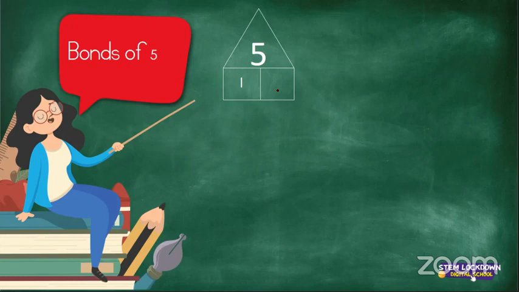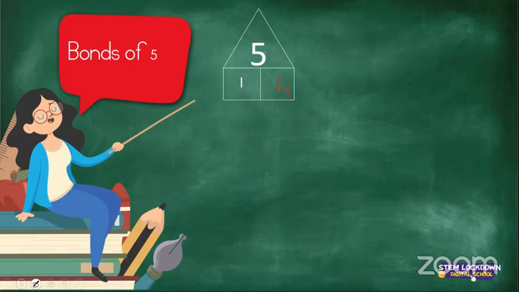Let's see if Malachi can help us. Yes, ma'am. Tell us, what number are we going to put in this block over here? 4. 4, good. Because 1 and 4 makes 5. Good, Malachi, good. Right, let's look at the next house, boys and girls.